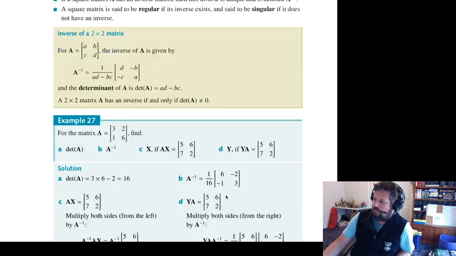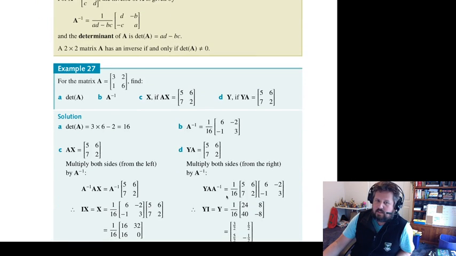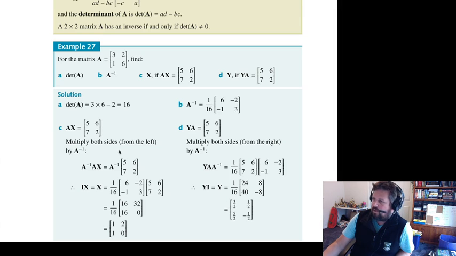Alrighty, so let's have a look at example 27 here. Cool, it says for the matrix A here, find the following. Find the determinant of A. So again, there's a rule for the determinants: a multiplied by d take away b times c. We know that's a, that's b, that's c, that's d. It's a matter of just plugging those values in, and we find out that it equates to 16.